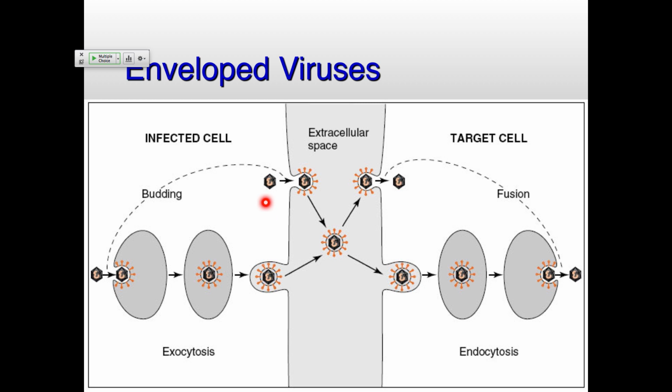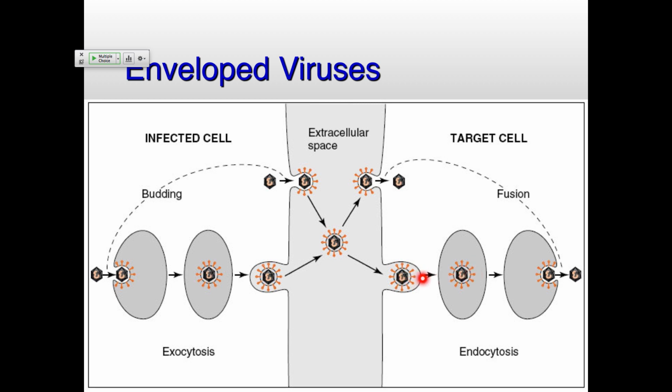Quite a few viruses will have the viral capsid that just gets enveloped by budding at the cellular membrane. So you end up with a virion with an envelope on the outside of the cell that can either fuse directly with the membrane of the target cell, or it can get picked up by endocytosis.